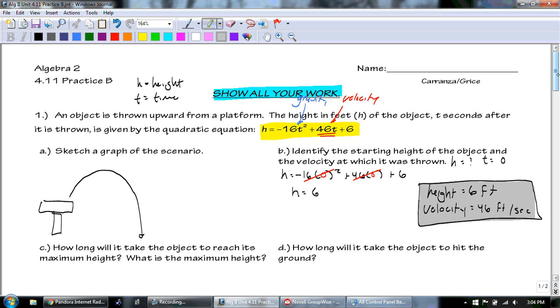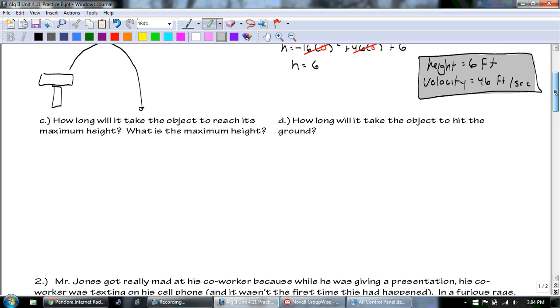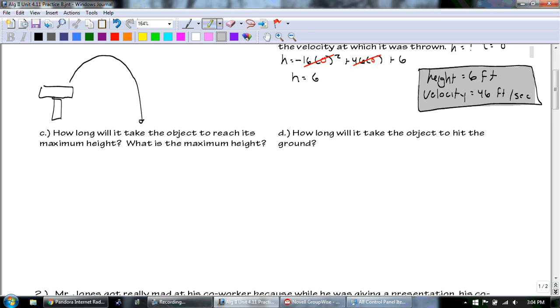Okay. Now, C. How long will it take for the object to reach its maximum height? And what is the maximum height? So that's two different things. We have to know how long will it take? That's talking about time. And then what is the maximum height? And that's where they're talking about the h. And this is our vertex, okay?